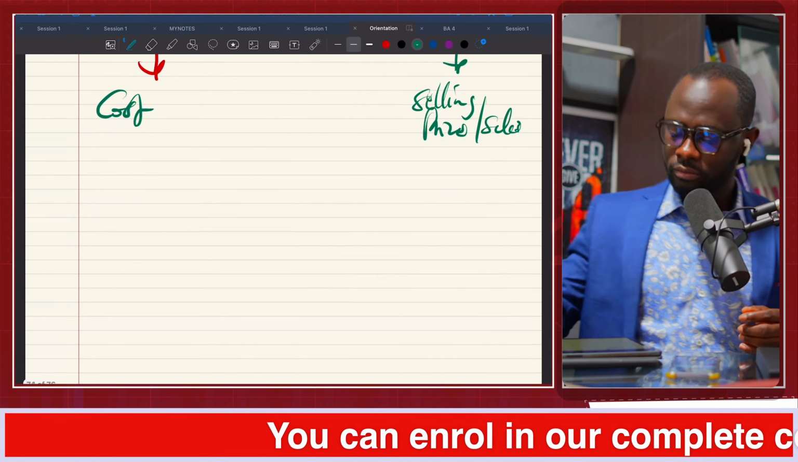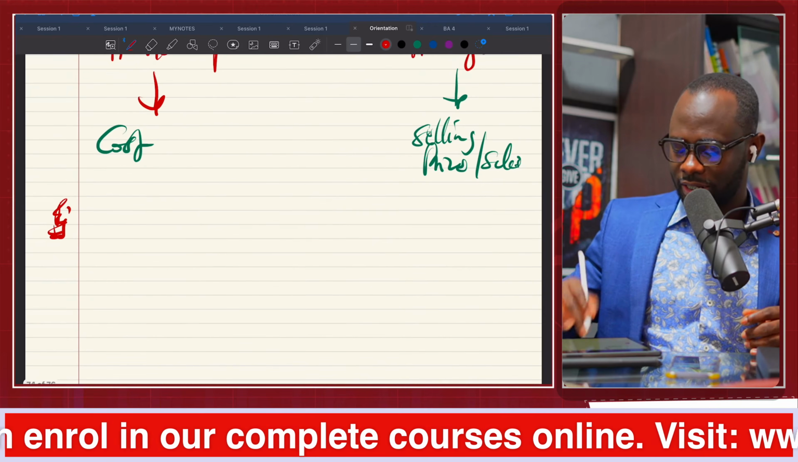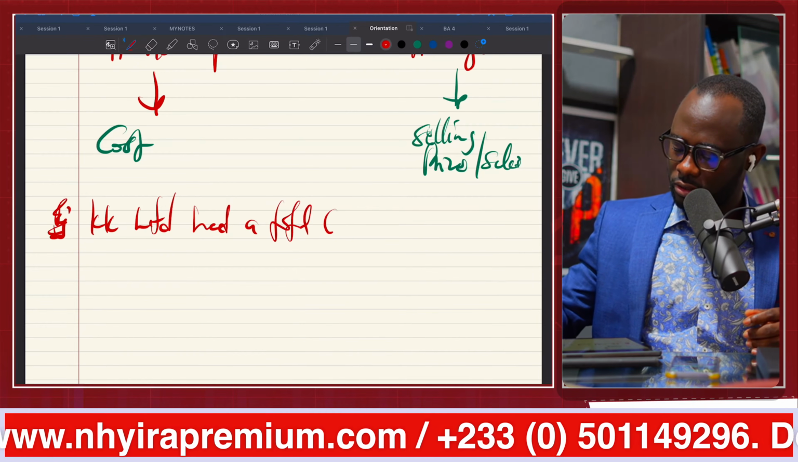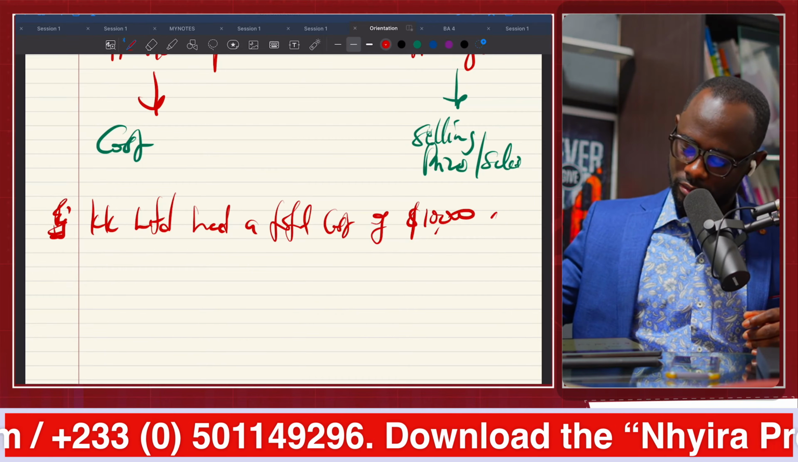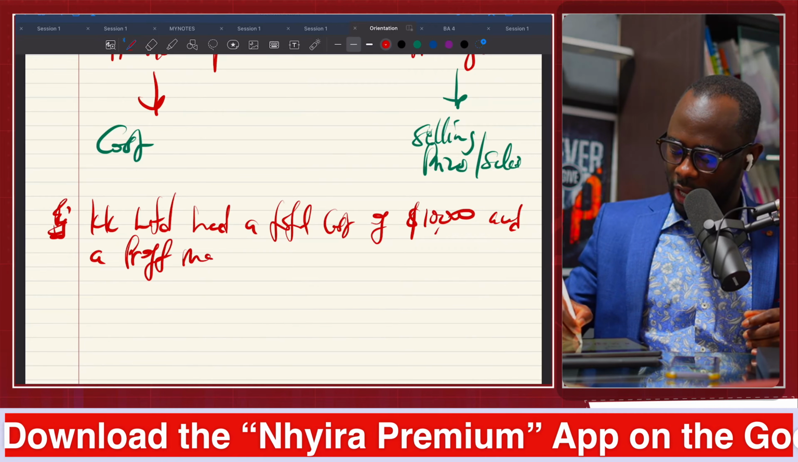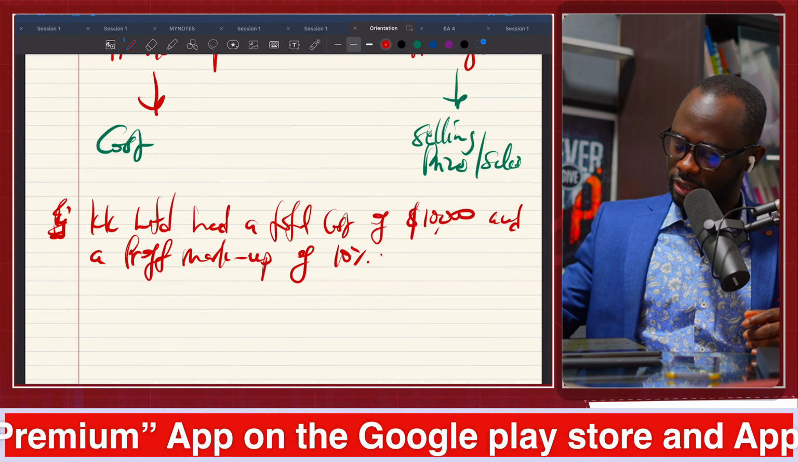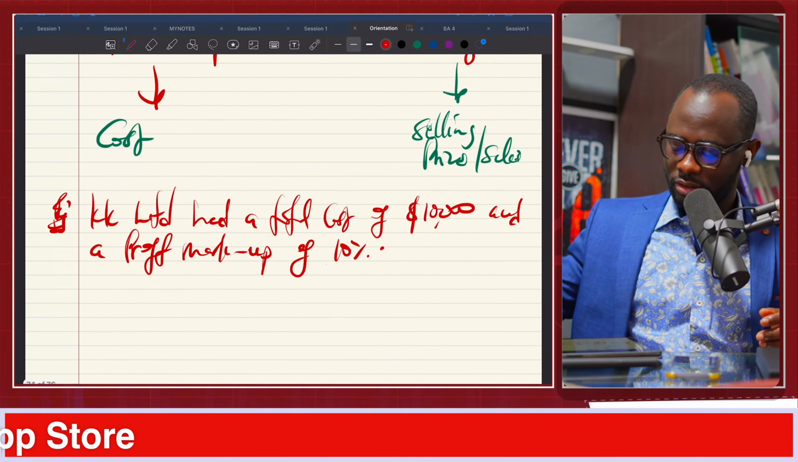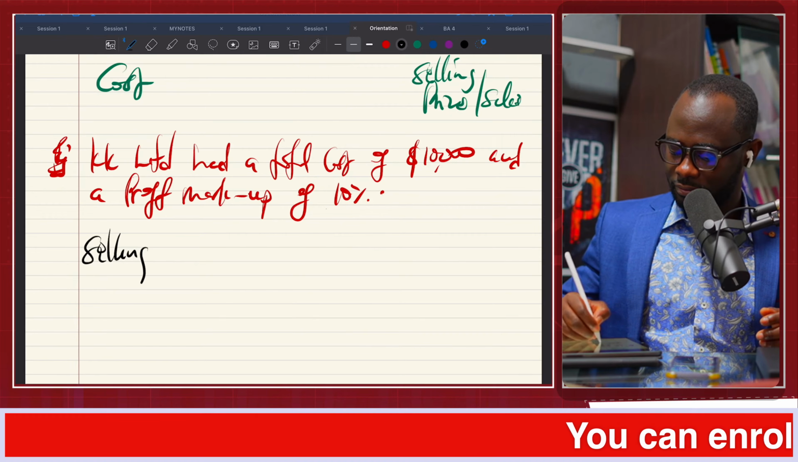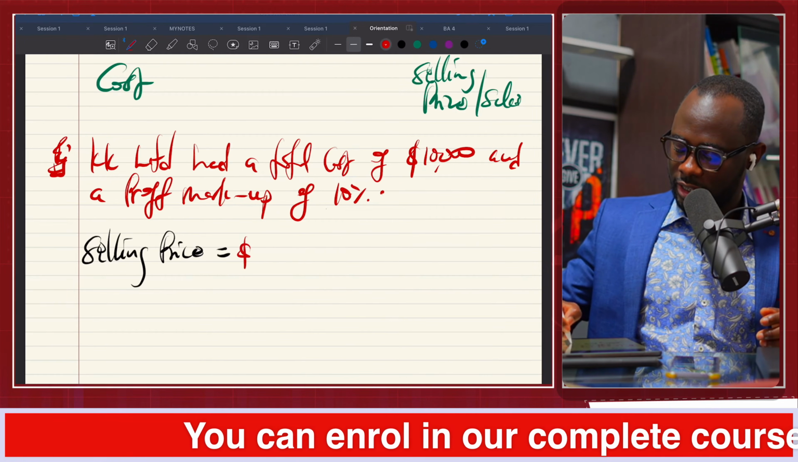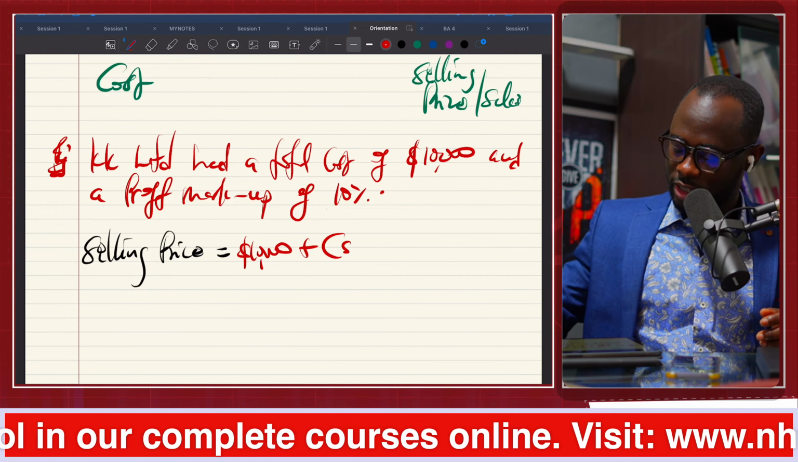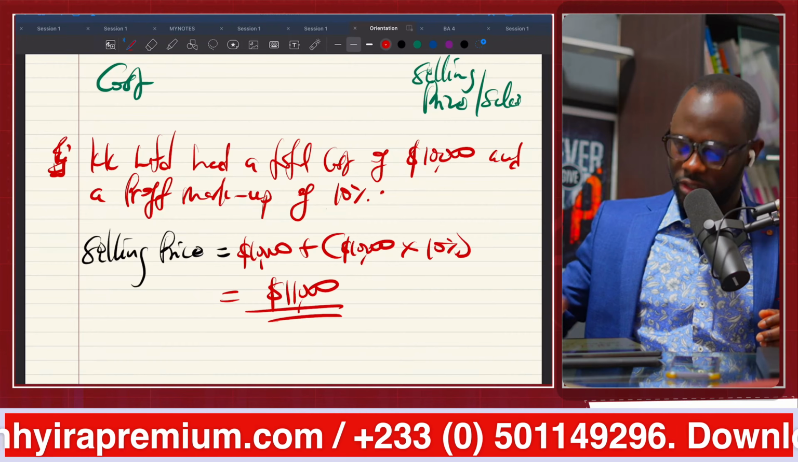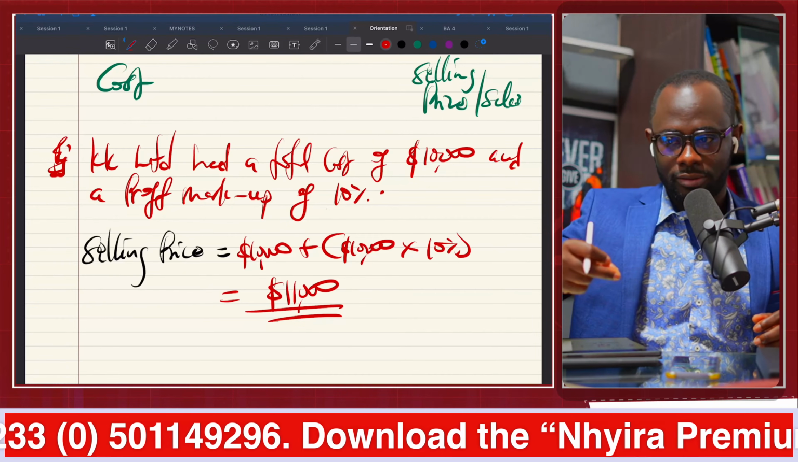Now, what does that mean in principle? In principle, let's say that, for example, there is a question they said that KK Limited had a total cost of $10,000 and a profit markup of 10%. So what will be the selling price? So since markup is given, we will say that the selling price will be the 10,000, which is the cost, plus the profit, which is 10% of the 10,000, because it's a markup, and markup is on cost. And so that will be a simple 11,000. So markup is on cost. Very simple.